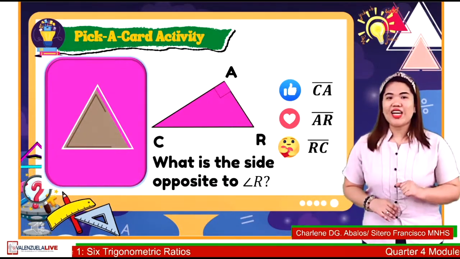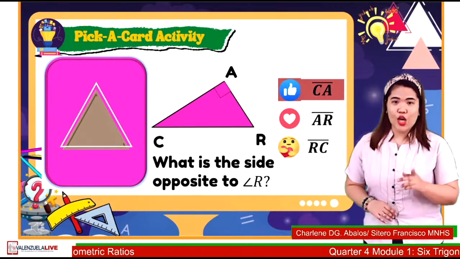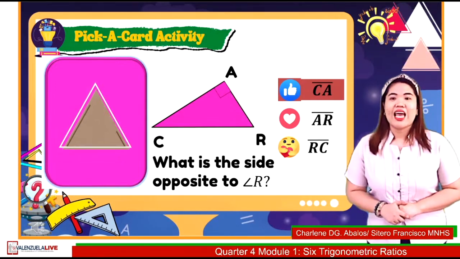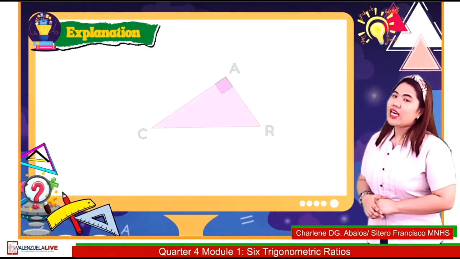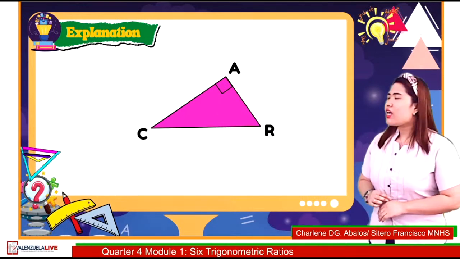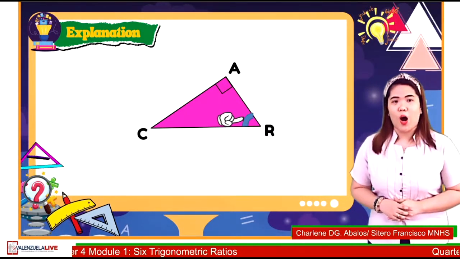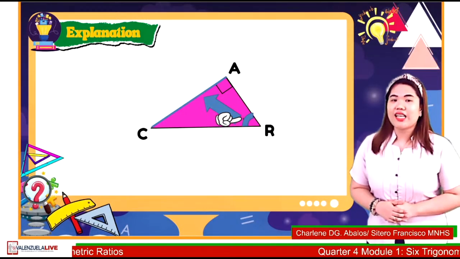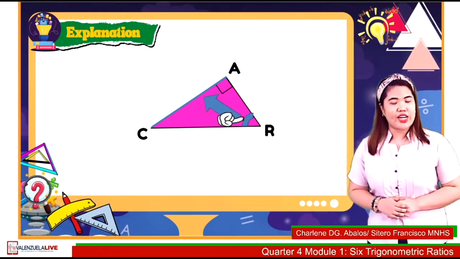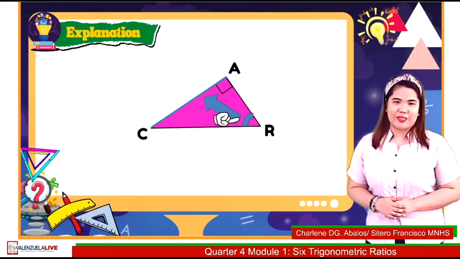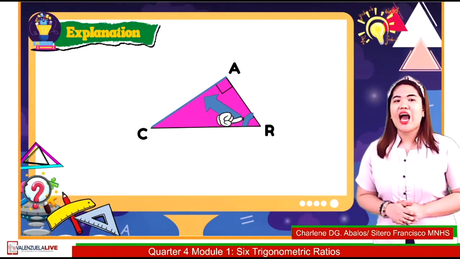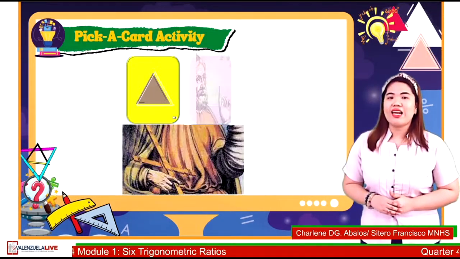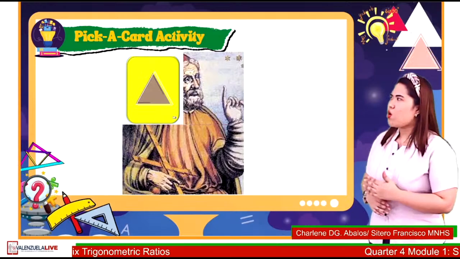Time is up. The answer is segment CA. So, if you click the like reaction, then you are correct. Given the triangle CAR, considering that this is our angle R, the side across the given angle is segment CA, which is considered as the opposite side. Here is the picture behind the card, and we still have one left. I hope you already know him.